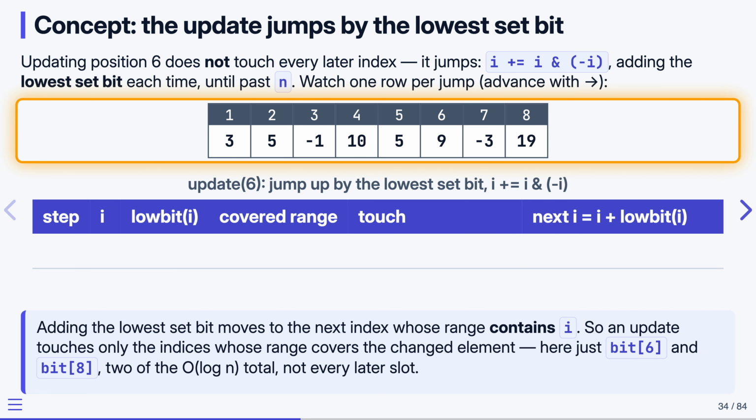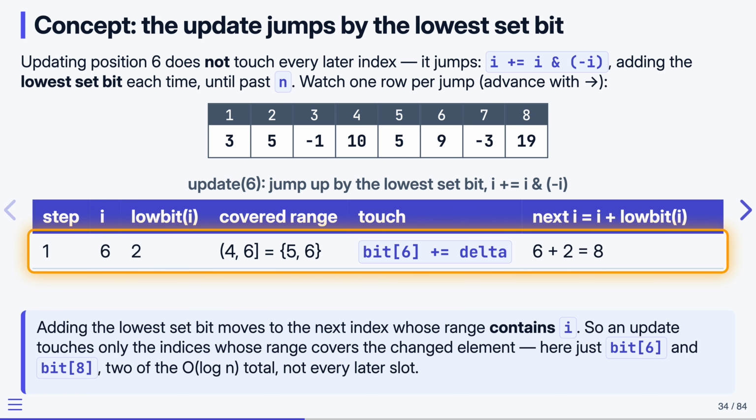Now the Fenwick update. When one element changes, we do not touch every later slot. We jump. Each row of this table is one jump. Say we update position 6. We start at i equals 6. Its lowest set bit is 2, the smallest power of 2 inside 6. So bit at 6 is one of the slots we change.